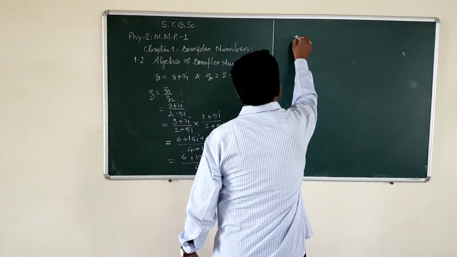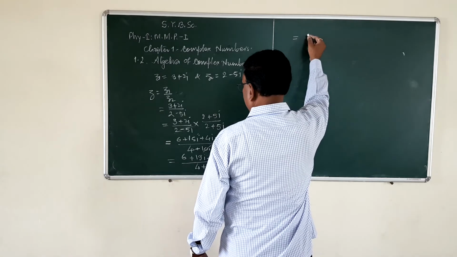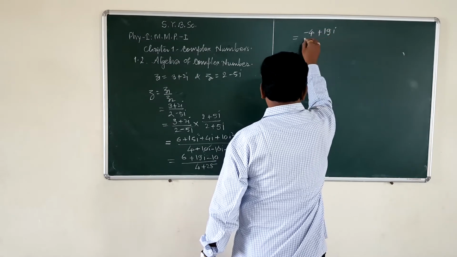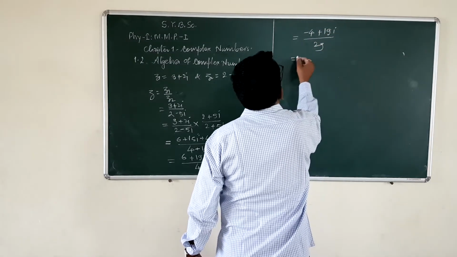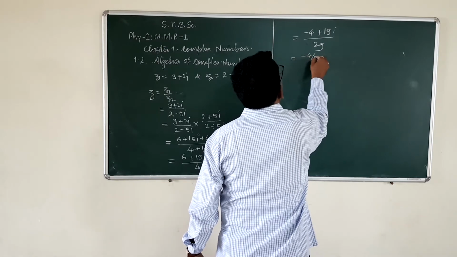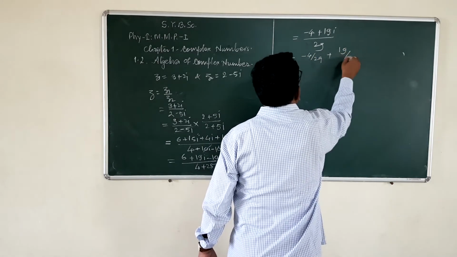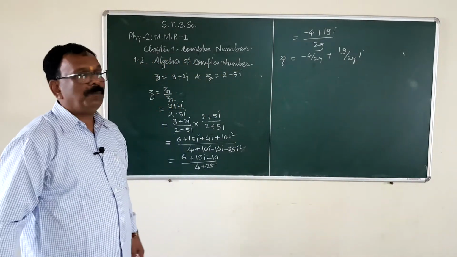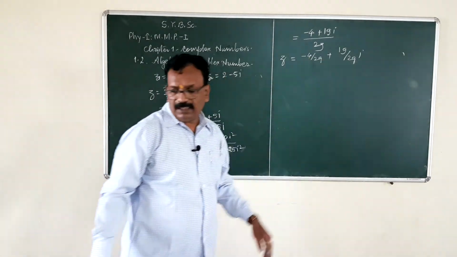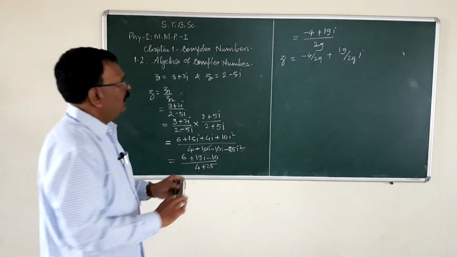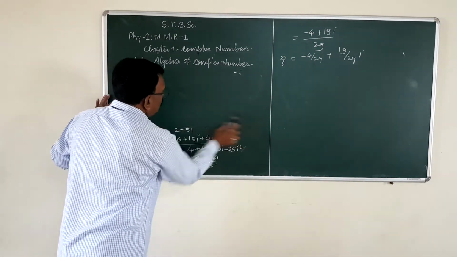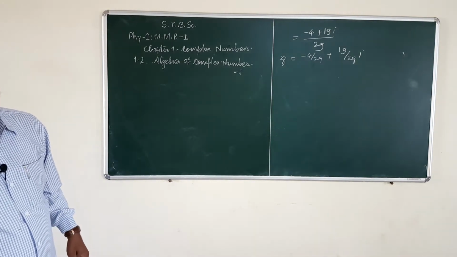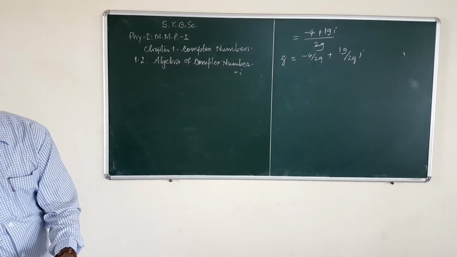Then after simplification of this term, we will get minus 4 plus 19i upon 29. After separating the real and imaginary parts, minus 4 upon 29 plus 19 upon 29i. This gives the division or quotient of two complex numbers, in which this is the real part and this is the imaginary part. I hope you can understand this in a better way. Now you can try at home and solve this example as homework.